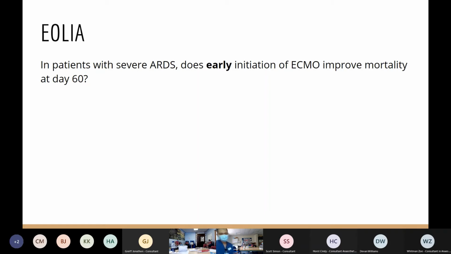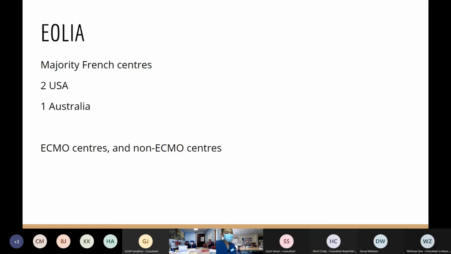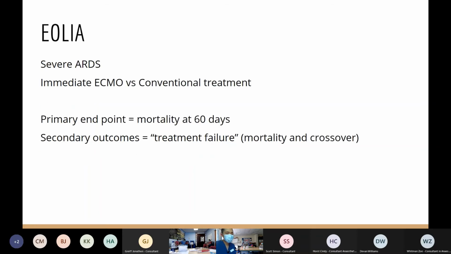So the question they wanted to answer was, in patients with severe ARDS, does early initiation of ECMO improve mortality at day 60? So it's basically a French study with lots of French centers, but there were 2 American centers and 1 Australian center which also participated in it. And there were ECMO centers and non-ECMO centers who also participated in the trial. And the non-ECMO centers were defined as centers where they have lots of experience in dealing with patients with ARDS and respiratory failure. And plus, ECMO can be established within 2 hours of randomization.